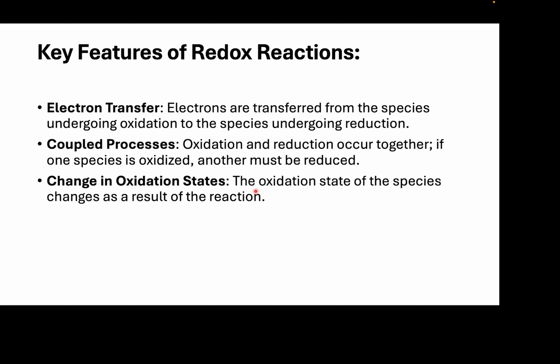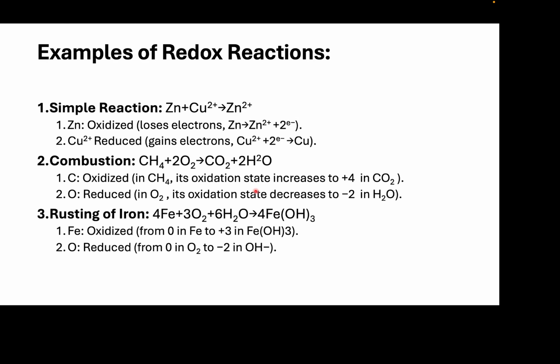Okay, coupled processes. Oxidation and reduction occur together. If one species is oxidized, another must be reduced. Change in oxidation state. The oxidation state of the species changes as a result of the reaction. Why? Because one species is losing the electron, that is oxidation, and another species is receiving that electron, that is reduction. Okay, so the key features of redox reactions include electron transfer, coupled processes, and a change in the oxidation state of the substances.